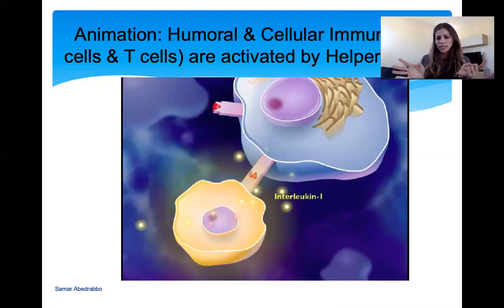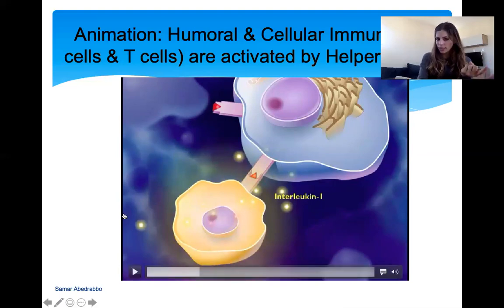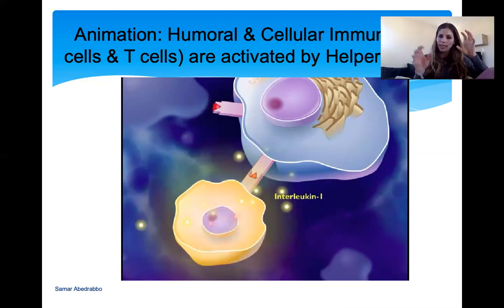I'm not asking you guys to memorize the specific types of cytokines, but cytokines are signaling molecules. We talked about it in the last one. Interleukin-1 is a type of cytokine. So to make it easy, we're just going to say it's a cytokine. It's a signaling molecule that goes on to activate this helper T cell so that the helper T cell can go on to either turn on humoral immunity or cellular immunity.